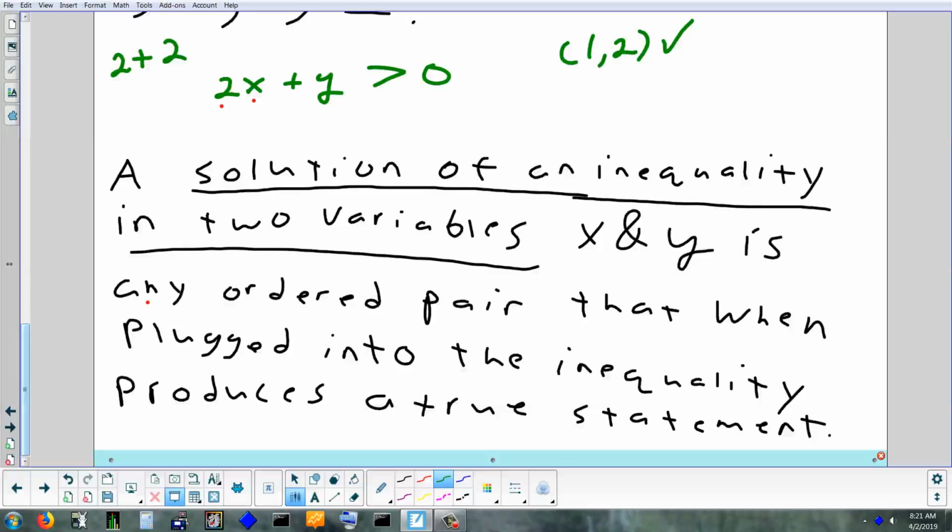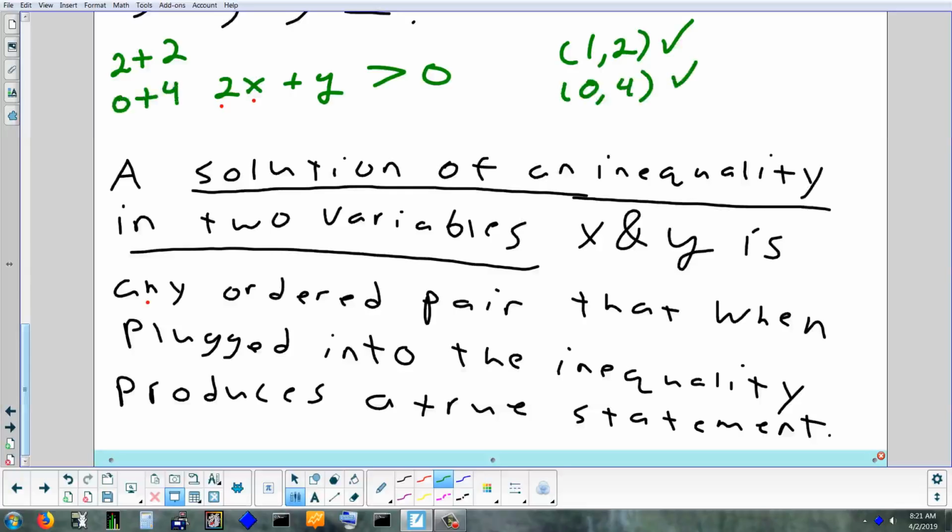How about if I did this? x is 0, y is 4. What's 2 times 0? 0, plus y. y is 4. What's 0 plus 4? 4. Is 4 greater than 0? Yeah. There's another coordinate that's a solution.